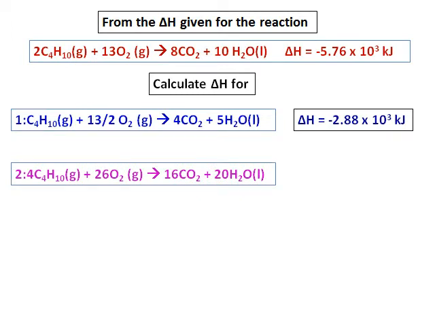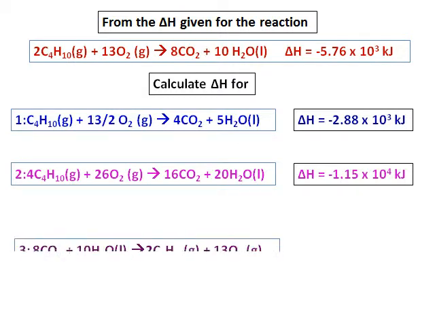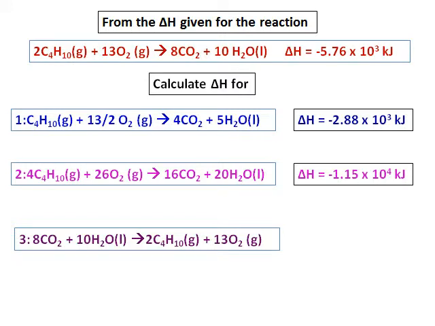Now the second one, when I compare it with the given equation, it is multiplied by 2, and hence the value of delta H is also multiplied by 2. And the last one, if I compare it, has been reversed. So that means the sign of delta H will also be reversed, and this becomes positive 5.76 times 10 to the power of 3.